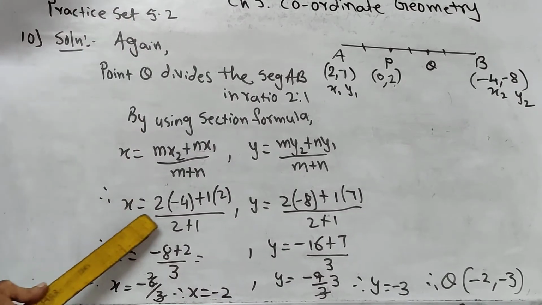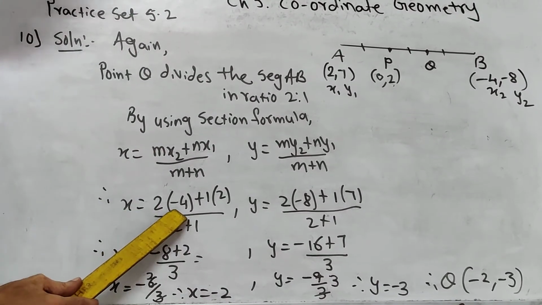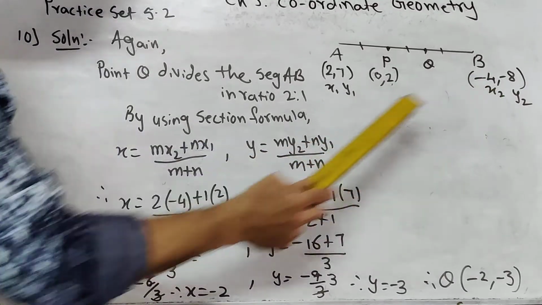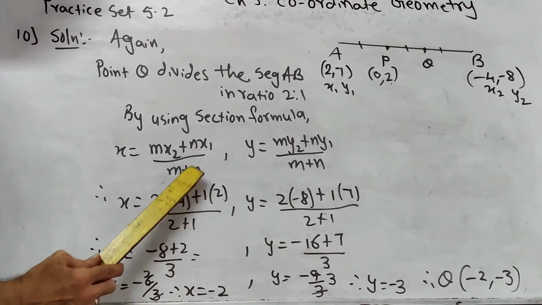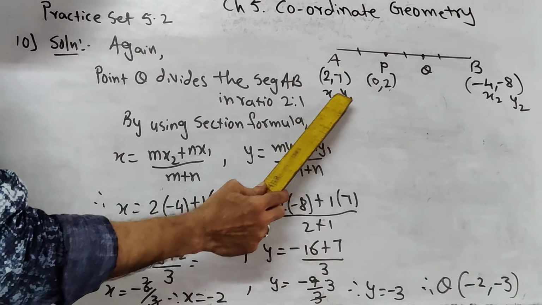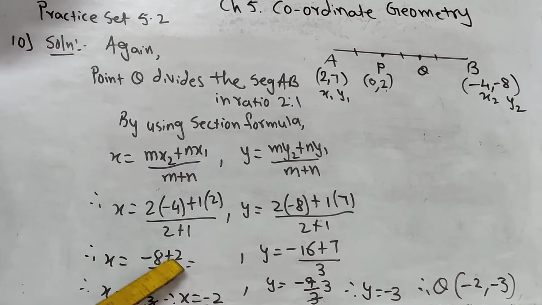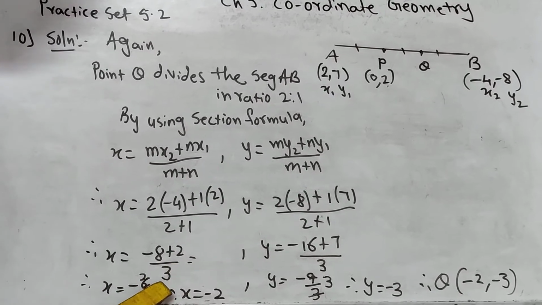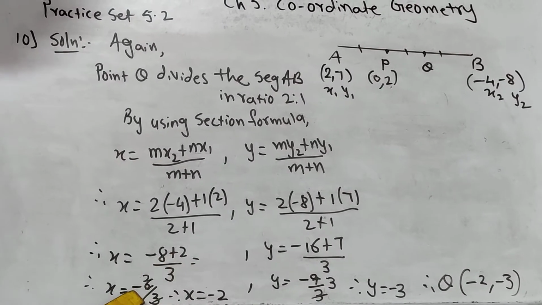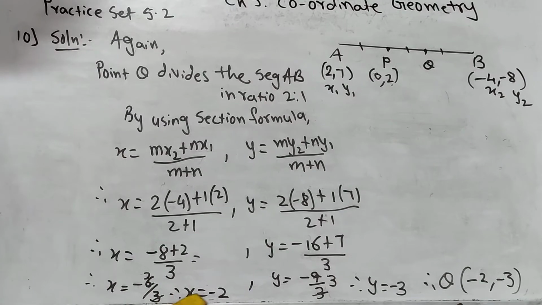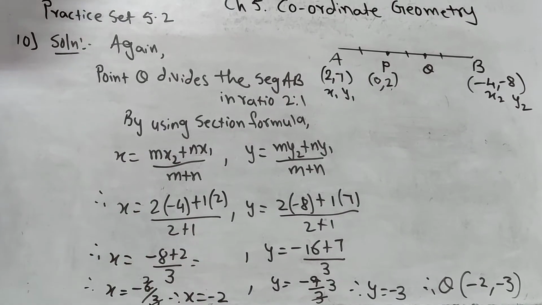Okay, so x is equal to m is 2, x2 is -4. See here, x2 is -4 plus n is 1 and x1 is 2. So 2 4s are 8, -8 plus 2, upon 3. -8 plus 2 is -6, 3 2s are 6, you got x is equal to -2. Very easily you are getting the same way.